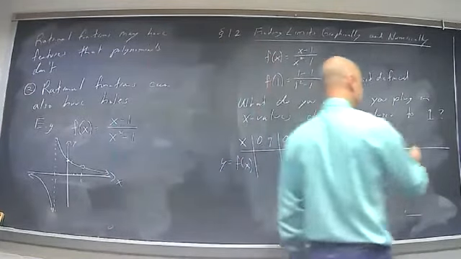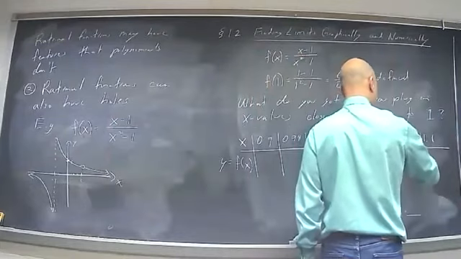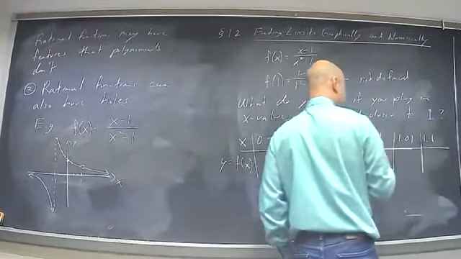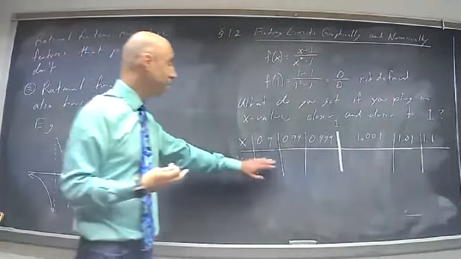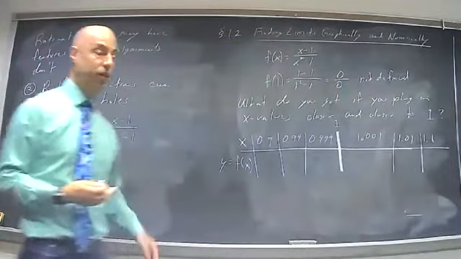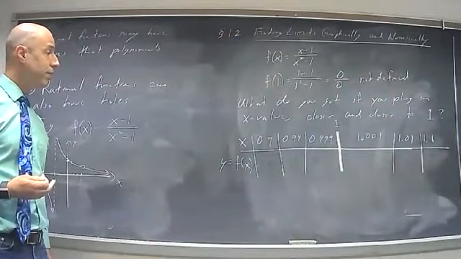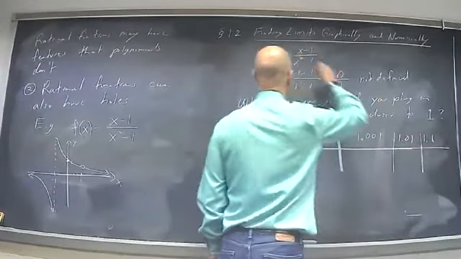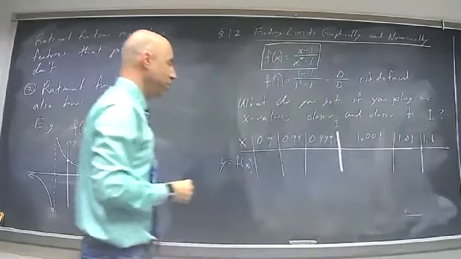And on the right, we'll plug in numbers like 1.1 or 1.01 or 1.001. Those are numbers that are getting closer and closer to 1 from the right-hand side. These are numbers that are a little bit smaller than 1. These are numbers that are a little bit bigger than 1. And we're going to take each of these numbers and plug them into this function right here to see what we get.